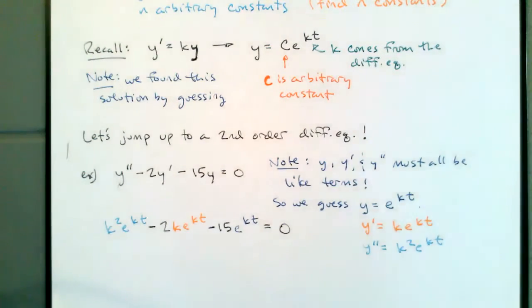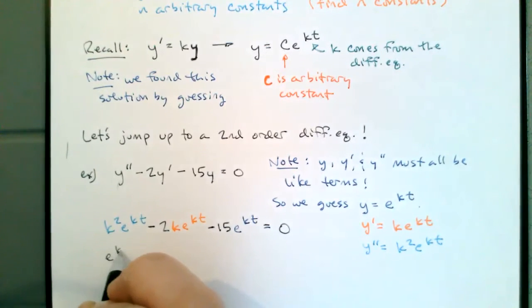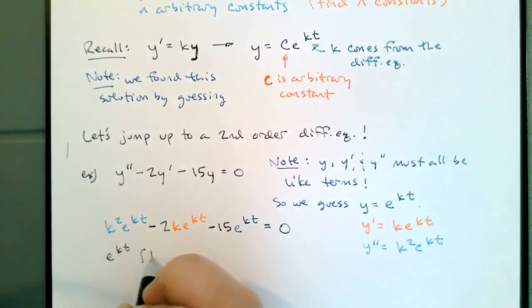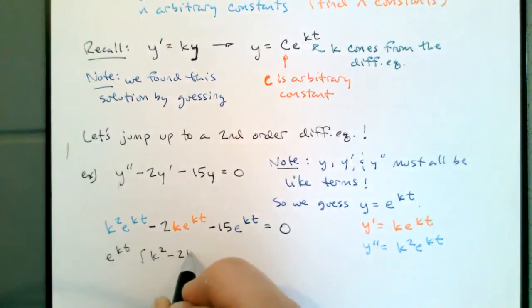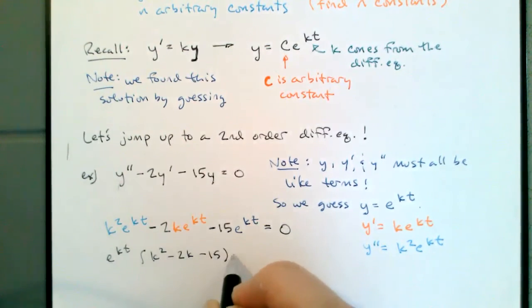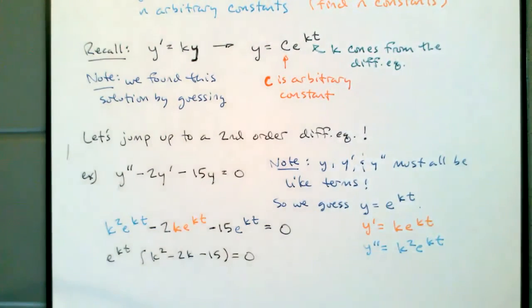All this has to equal 0 from the equation. Now we're going to try to find what has to be true about k to make this equation true. We have a common factor of e to the kt. We should factor that out. And that leaves behind k squared minus 2k minus 15 equals 0.